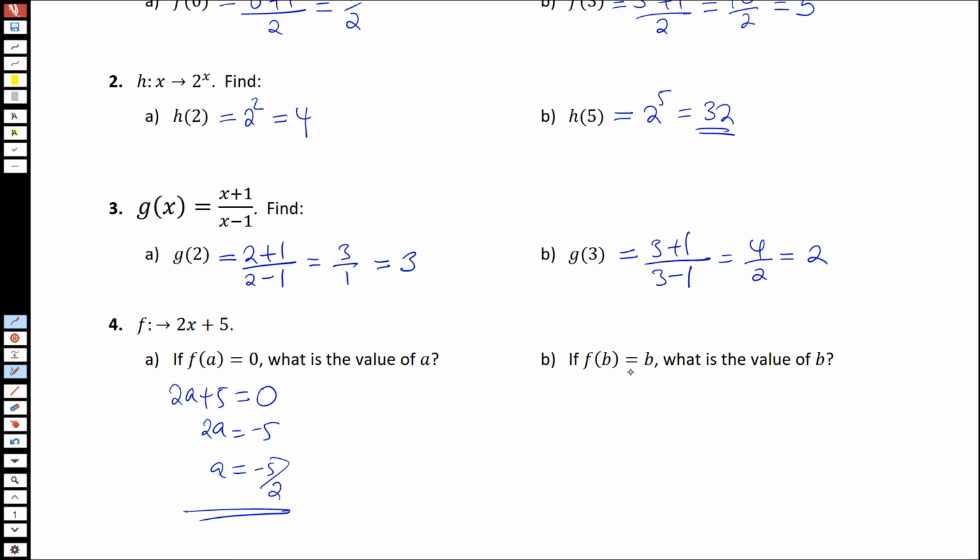And in part b, when x is equal to b, the value of this function is equal to b. So what's the value of b? So we substitute b in place of x. So 2b plus 5 is equal to b. And then we just solve for b. So that will mean that 2b minus b will be equal to negative 5. So b will be equal to negative 5.